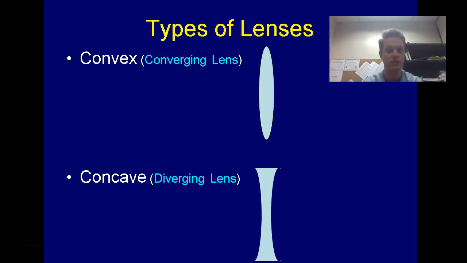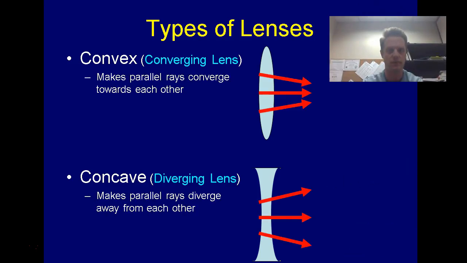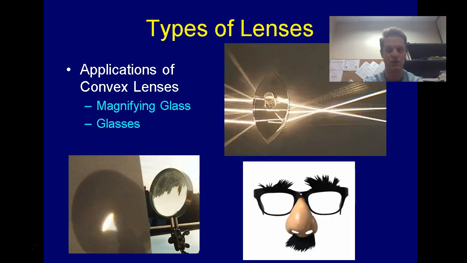We have two types of lenses. One is known as a convex lens, and the other one is known as a concave lens. Unlike mirrors, a convex lens will actually converge the light rays, whereas a concave lens, or diverging lens, will divert the light rays away from each other. So with a convex lens, parallel light comes in and converges towards a focus. With a concave lens, on the other hand, parallel rays diverge from each other.